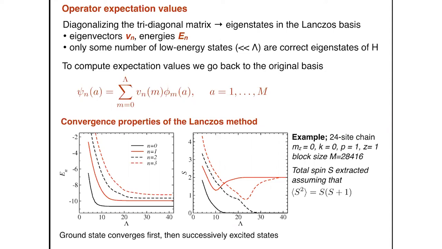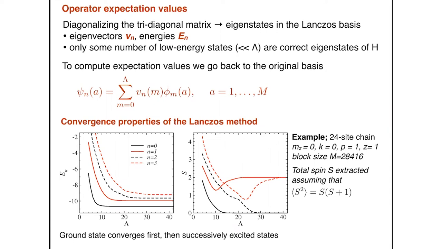You see how quickly the ground state converged here. Even after only 10 states, you have a very good ground state. The higher states converge a little bit slower, but also pretty well. And this is a variational approach, so the energies always converge from above, which is a good thing. But it should be kept in mind that other quantities don't necessarily converge monotonically.